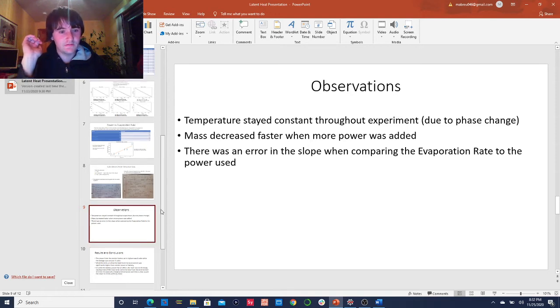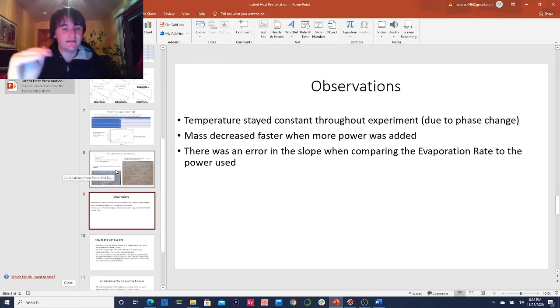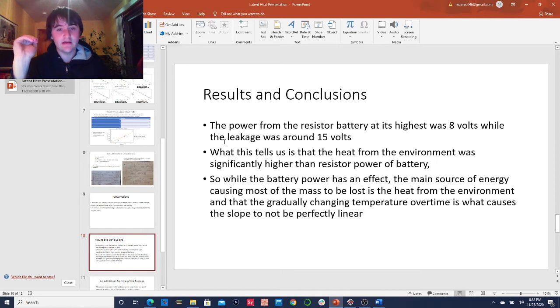So this leads to some results and conclusions based on these observations. What we'll notice is that when we were computing that error propagation, which was also the heat leakage, it was around 15 watts. And what this basically tells us is that the heat from the environment is actually contributing more than the battery power itself, because it is a higher wattage.